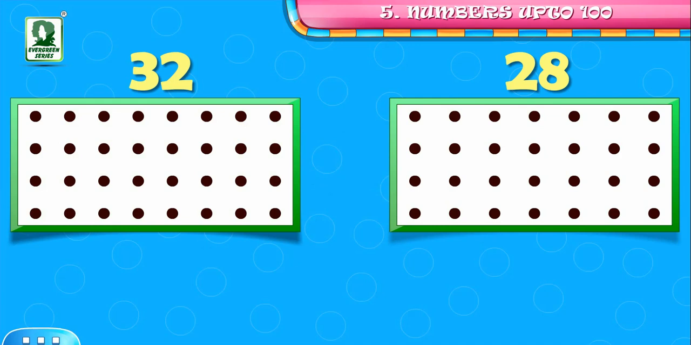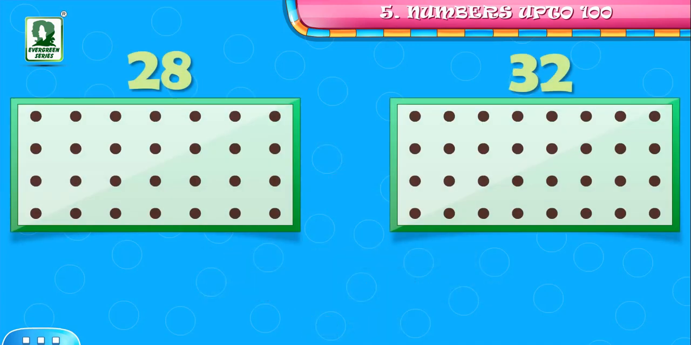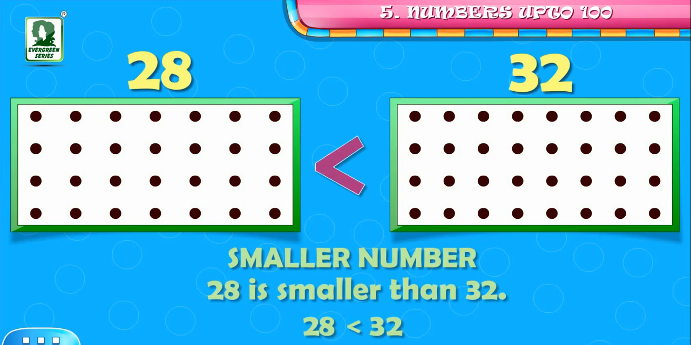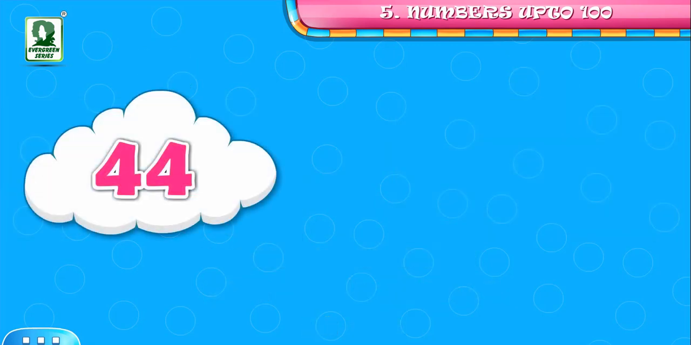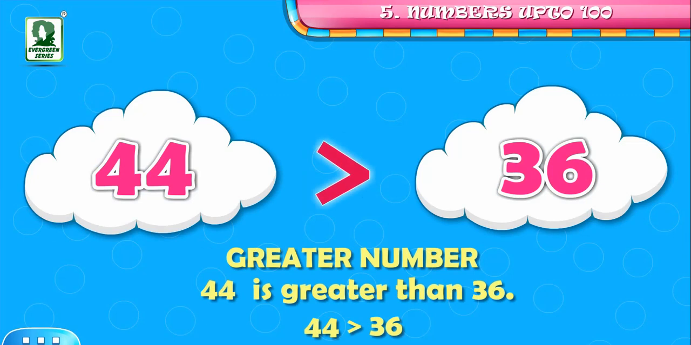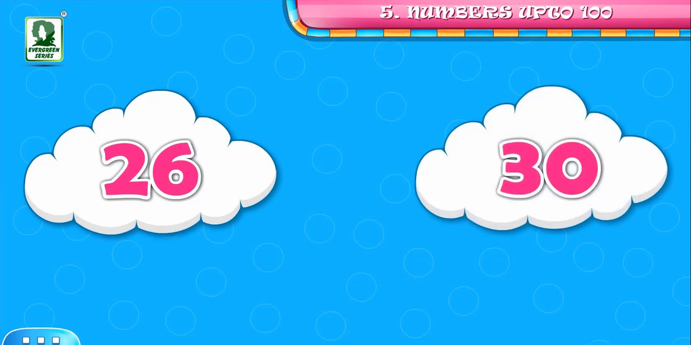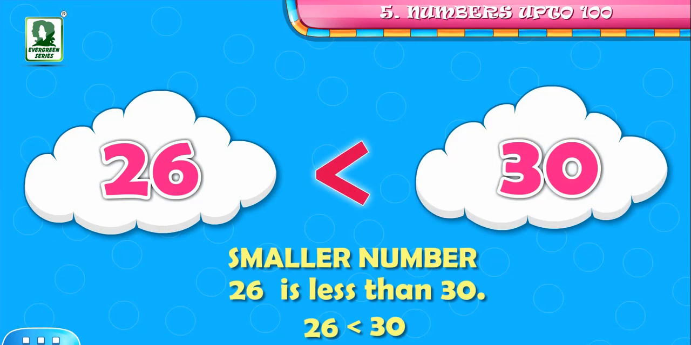Which is the greater number? 32 is greater than 28. Which is the smaller number? 28 is less than 32. So, 28 is the smaller number. 44, 36. 44 is greater than 36. 26, 30. 26 is less than 30. So, 26 is the smaller number.